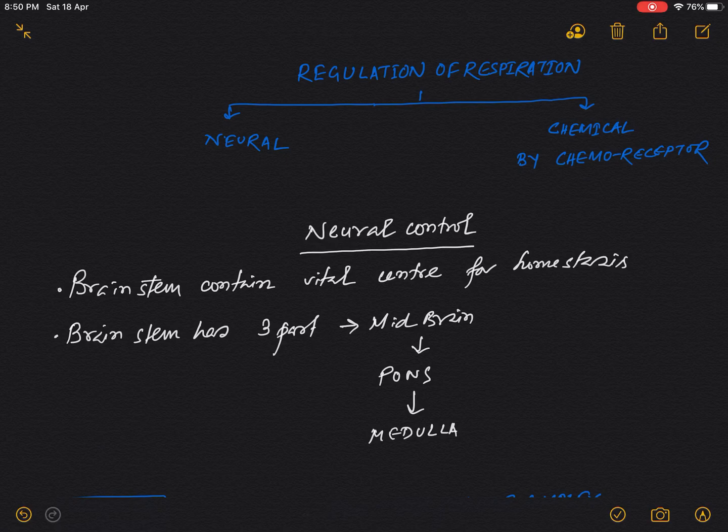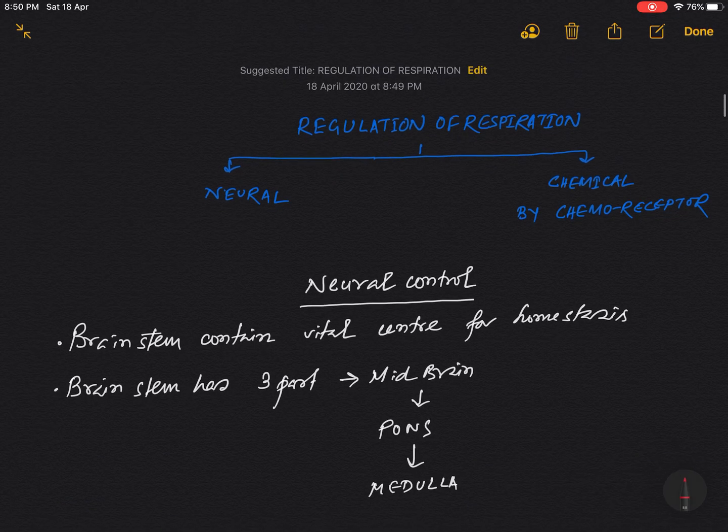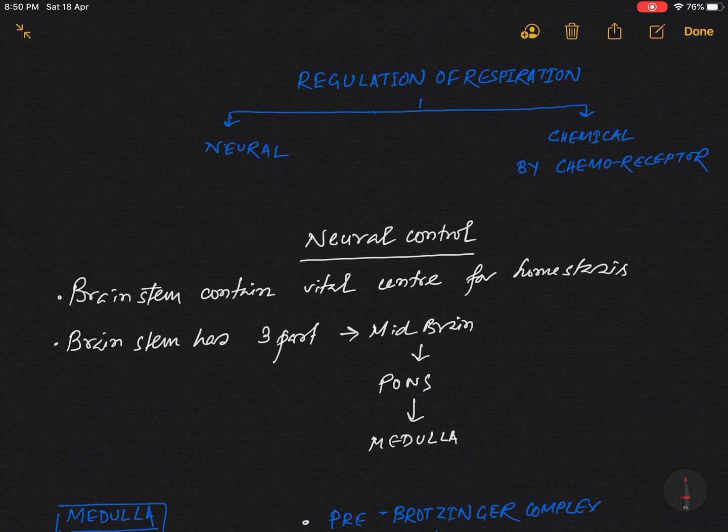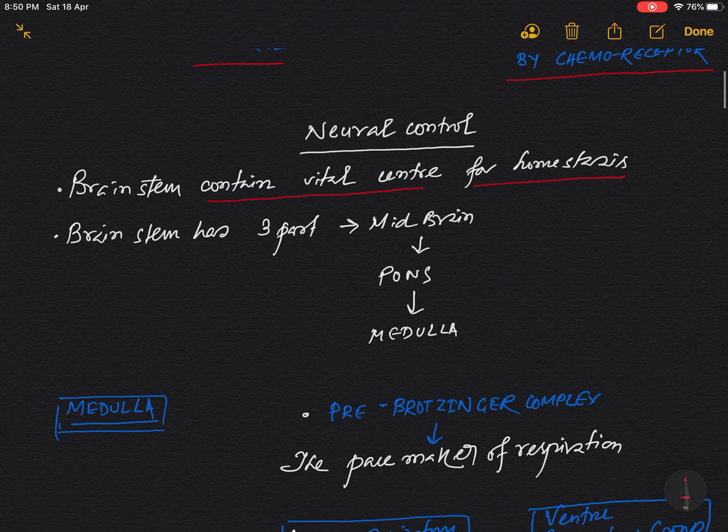Good evening. Today's topic of discussion is regulation of respiration. Regulation of respiration is divided in two parts, that is neural regulation and chemical regulation by chemoreceptor. In neural regulation, we have the brainstem that contains vital centers for homeostasis or physiological characteristics of our body.